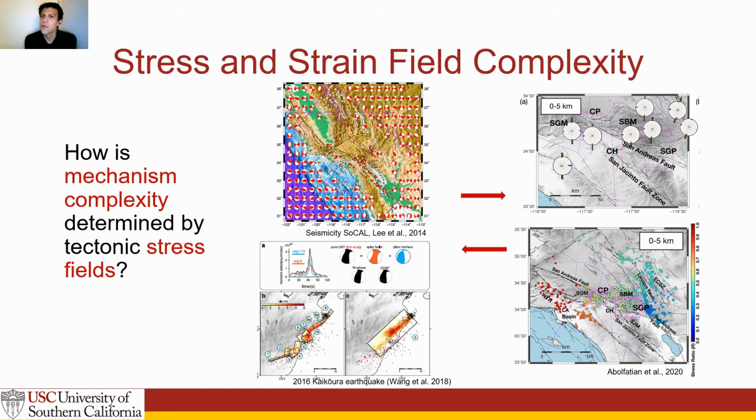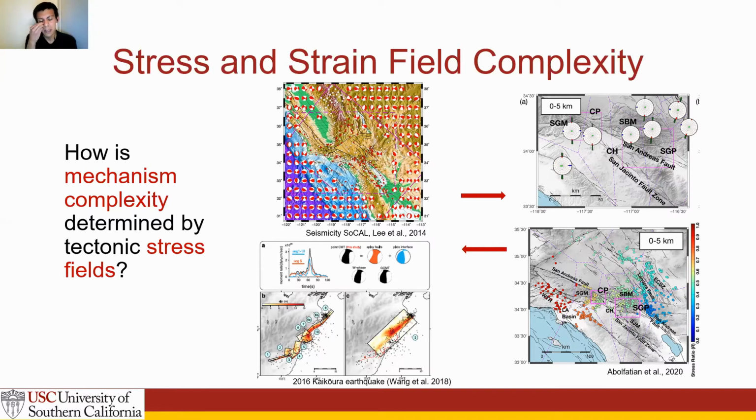The motivation for our work is to understand how the mechanism complexity is determined by tectonic stress fields. When I speak about tectonic stress fields, I refer to moment tensor densities, which can be given by seismic sequences, or also the mechanism complexity in complex seismic sources. A perfect example of that is the 2016 Kaikoura earthquake, which ruptured more than 20 mapped and unmapped faults in the Alpine fault zone of New Zealand.